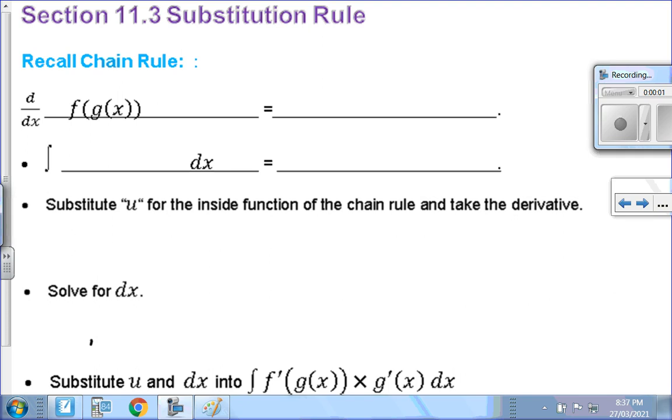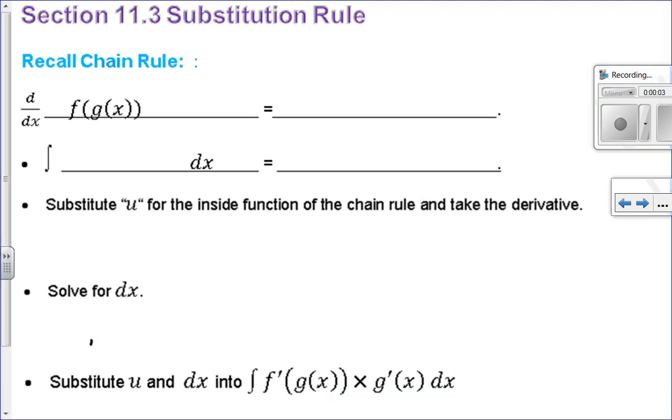Hello, Matthew Gatos here. In this video, we're going to be talking about the substitution rule, which is the reverse of the chain rule. So let's look at the chain rule. The chain rule is used to take the derivative of any kind of composite function, so we have a function inside of another function. Let's review how to take the derivative.